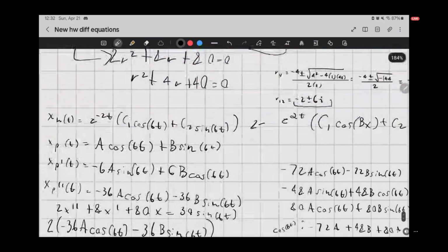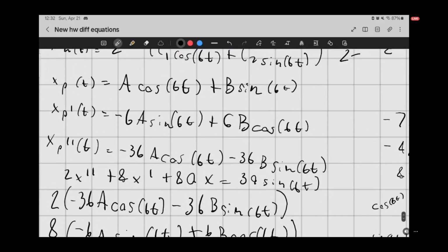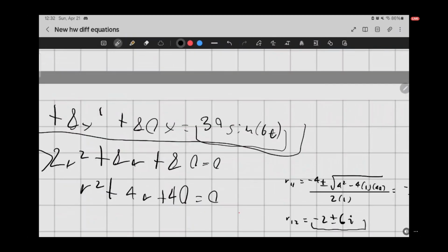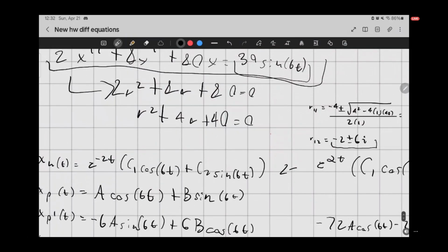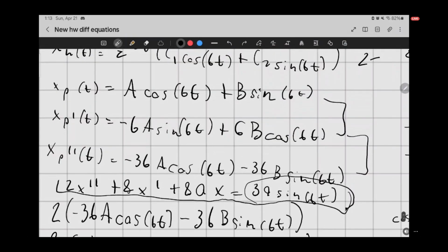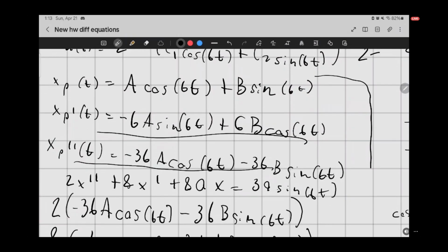Now, for the particular solution, we're going to use the standard template of undetermined coefficients because we have 30 sine 6t here. We're going to have a cosine 6t plus b sine 6t. Then we're going to get the derivative and the second derivative. Once we do that, we're going to plug all of these into our original equation.